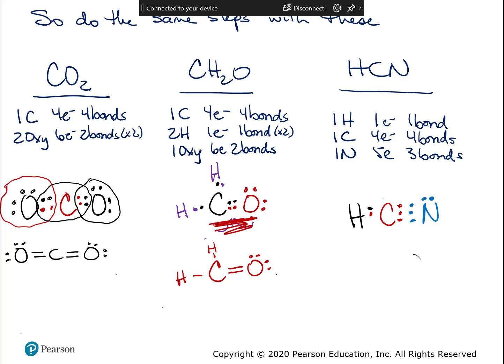Can you see that nitrogen has 8? 6 are shared plus 2. Carbon has 6 shared and 2 shared. That's 8. Hydrogen has its 2. If I switched it to the Lewis structure, 3 dashes for those 3 pairs of electrons that are shared.